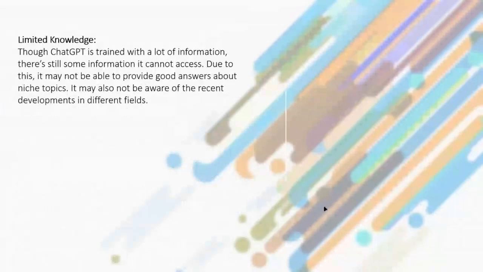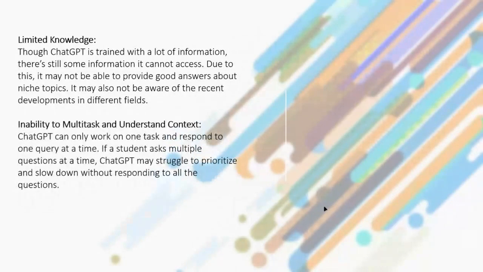Further, we know that it has been trained with a lot of information, but there's still some information it cannot access. Due to this, it may not be able to provide good answers about some topics. It may also not be aware of some of the developments or progress in different fields, of course, because the data that has been given to it is quite limited.